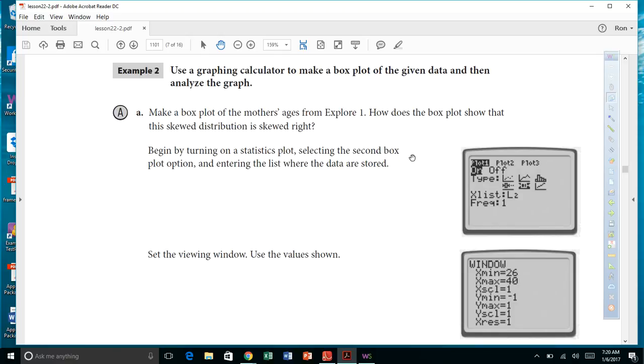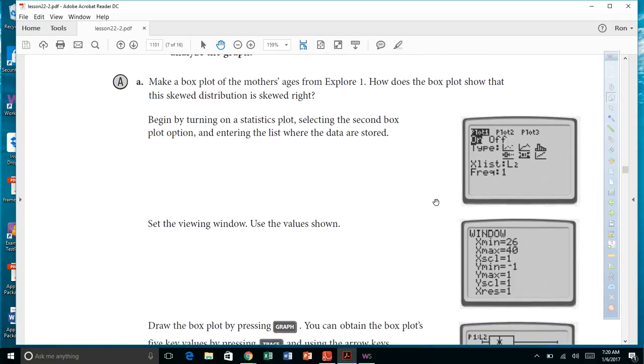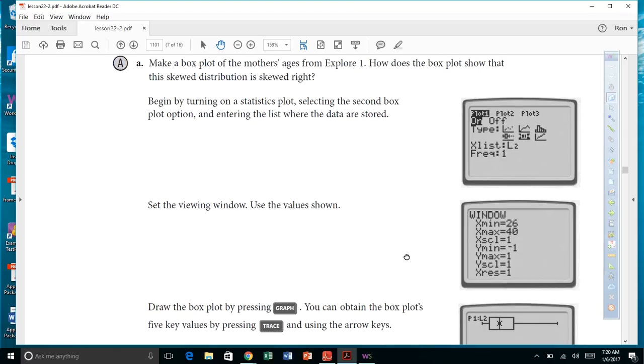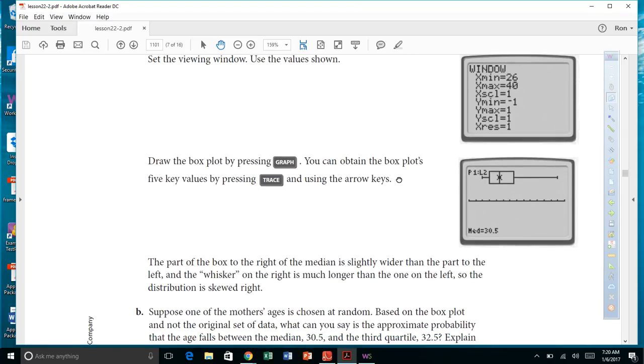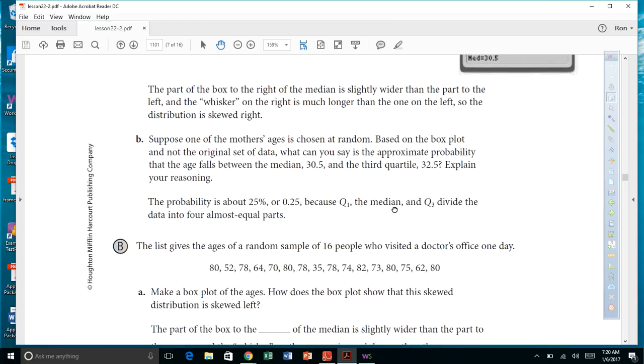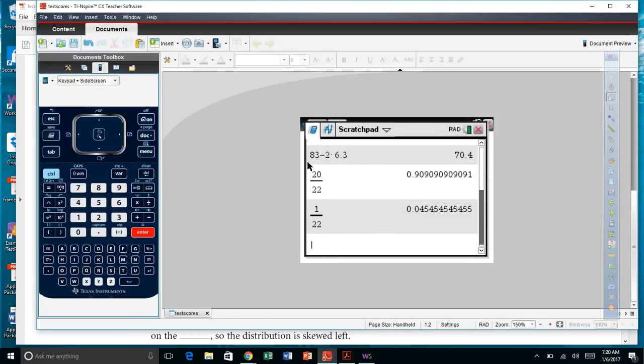Okay. Use a graphing calculator, make a box plot of the given data and analyze the graph. Make a box plot of the mother's ages from Explorer 1. How does this box plot show that this skewed distribution is skewed right? Okay, and that's what it's going to look like. All right, now let's do that.